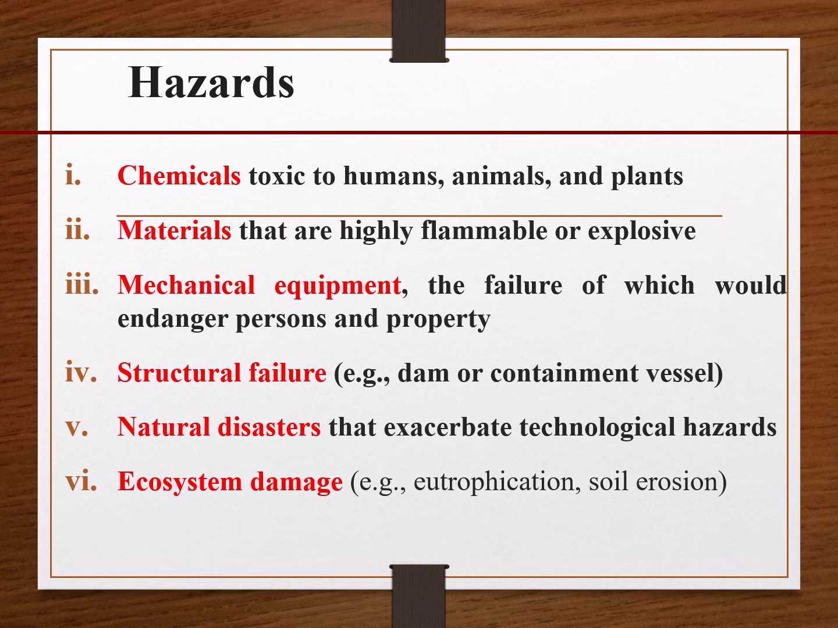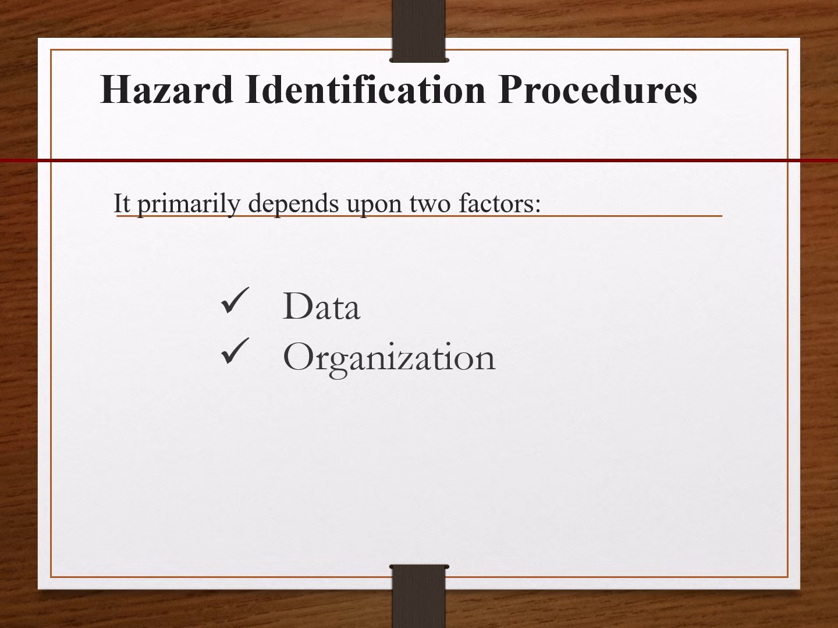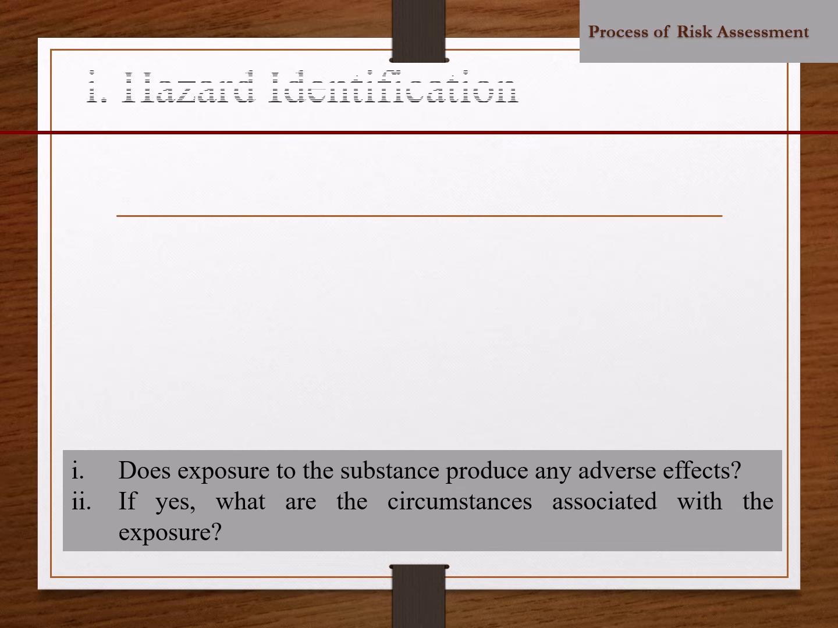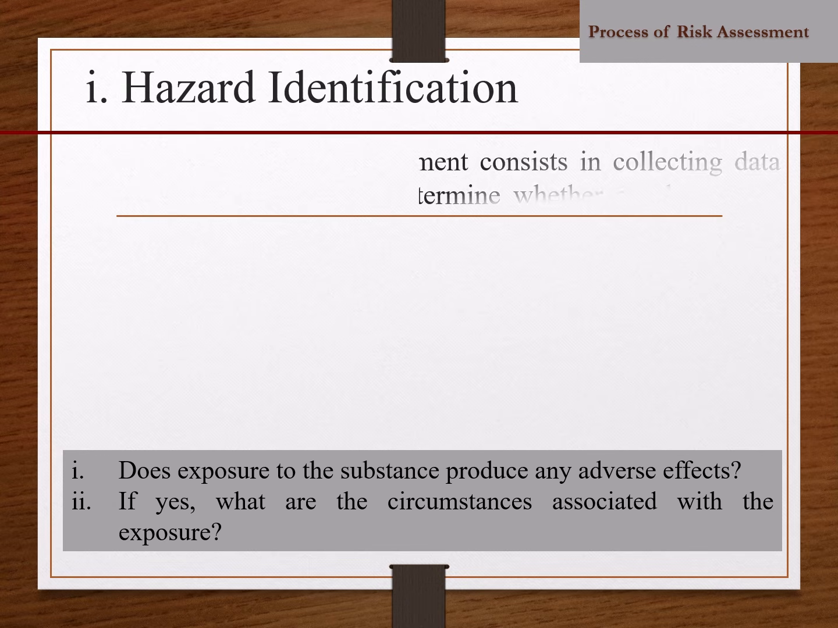Now come to learn the process of risk assessment. Its first step is hazard identification. It primarily depends upon two availabilities of data regarding hazards and organization. Hazard identification consists in collecting data from different sources to determine whether a substance is toxic. It involves gathering and examining data from toxicological and epidemiological studies. Epidemiology is the study of the causative factors that are associated with the occurrence and number of cases of disease and illness in a specific population.